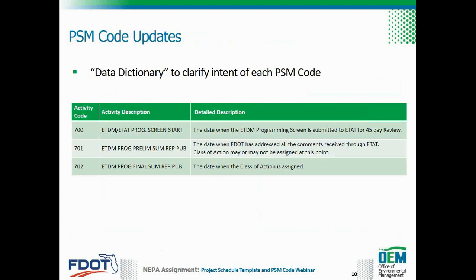What is the difference between the preliminary and final report in this context? To help answer that question, we have added a description field that explains that preliminary report date is when you have responded to all the ETAD comments and published a report. There are situations in which the class of action may not be clear on this date. The final summary report published date is when you have assigned a class of action and it has been accepted by the lead agency.